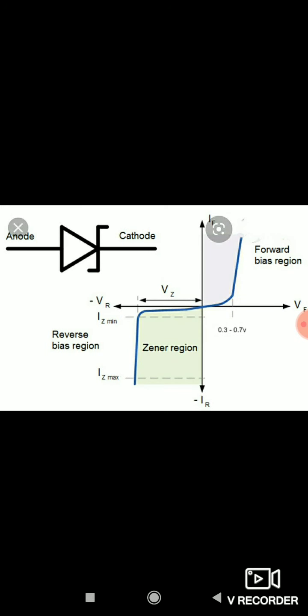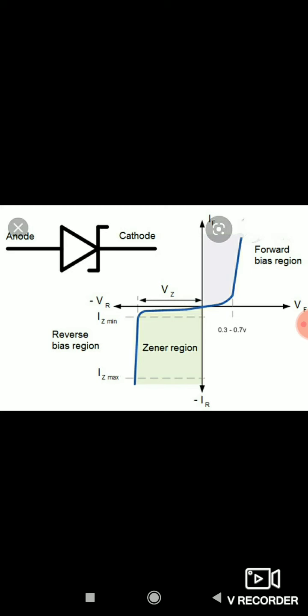Applications of the Zener diode. Zener diode is used as a voltage regulator because it provides a constant voltage from a fluctuating voltage. And the Zener diode is also used for meter protection because it works against damage from accidental application of excessive voltage. And one more application of this Zener diode is it is used for wave shaping.